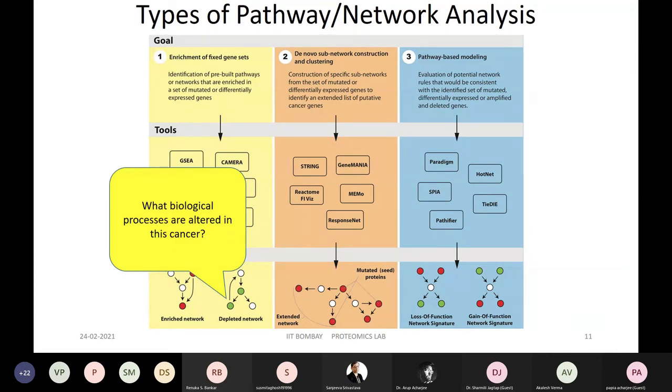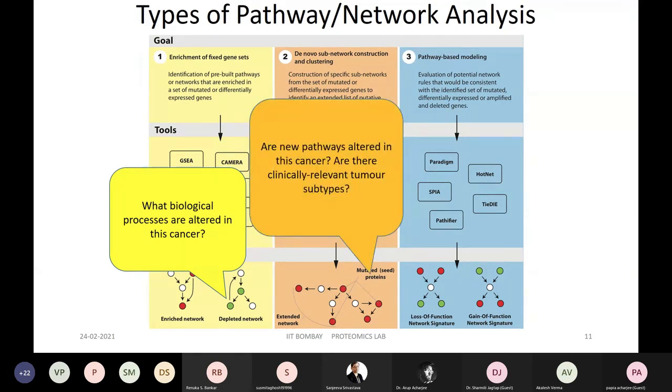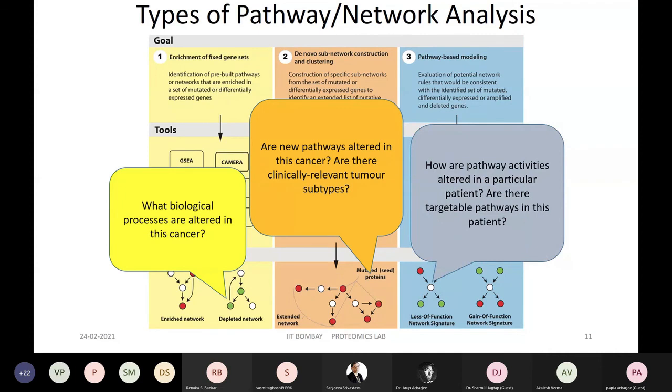If you are talking of enrichment of fixed gene sets, which we would be doing, there we would get to know what biological processes are altered in this cancer. Whereas if you do a de novo subnetwork construction and clustering, you would know: are new pathways altered in this cancer? Are there any clinically relevant tumor subtypes? So you see, the biological question you're asking is changing. And if you do pathway-based modeling, the question you would be asking is, how are pathway activities altered in a particular patient? So it takes you more towards precision medicine: what are the druggable targets? Can we design a drug for this patient?